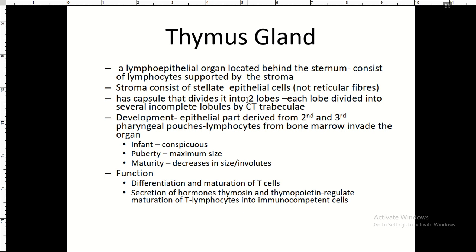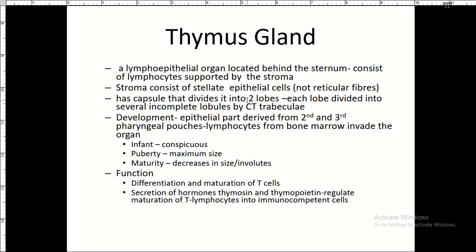Right. So you're going to find that the thymus gland has a dense irregular capsule, and that capsule divides into lobes. Each lobe is then divided into incomplete lobules by connective tissue trabeculae, as you're going to see. So this capsule sends trabeculae, and these trabeculae divide the lobes into incomplete lobules. So what was the development of the thymus?